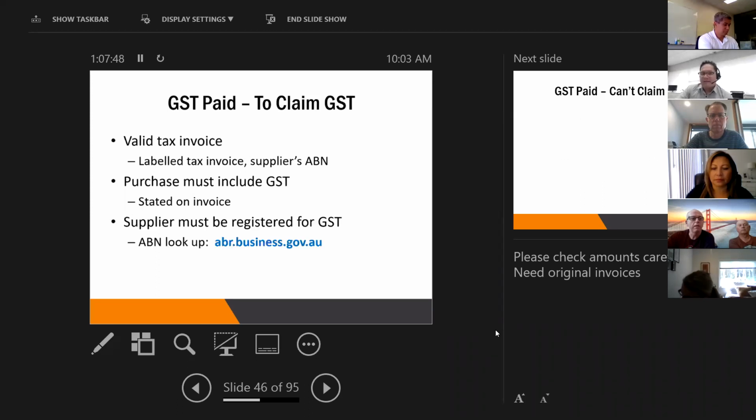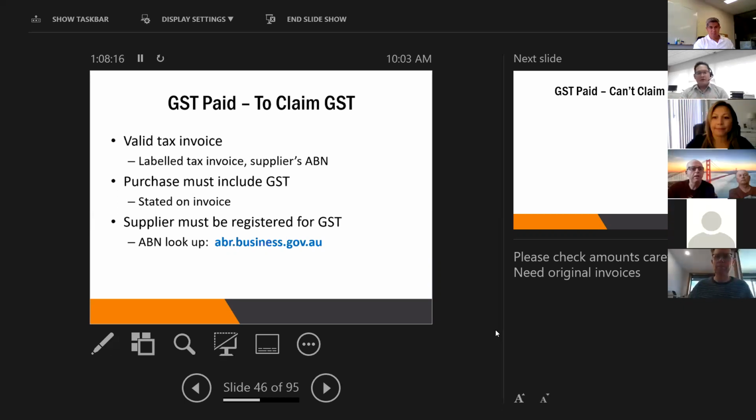If you are unsure whether a supplier is registered for GST, remember that having an ABN doesn't necessarily mean they are registered for GST. You can only claim GST on a supplier's tax invoice if they're registered for GST. You can check this on the website abr.business.gov.au, the Australian Business Register. You just type in the ABN number and it will give you some details. Check if the supplier is registered for GST, then you can claim the GST. If it's not, you are not allowed to claim.